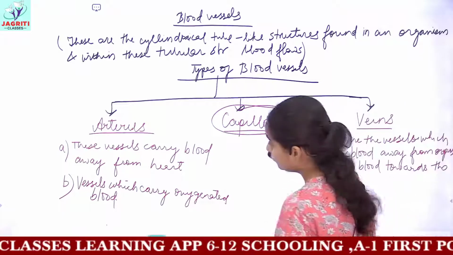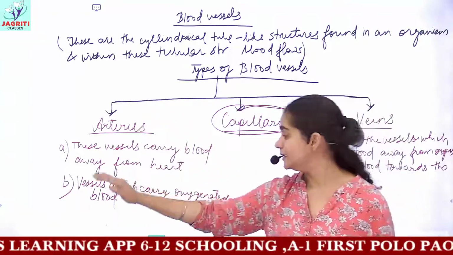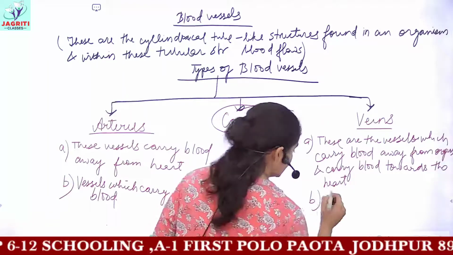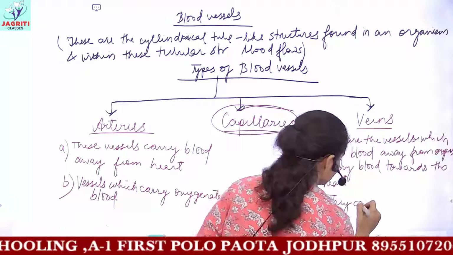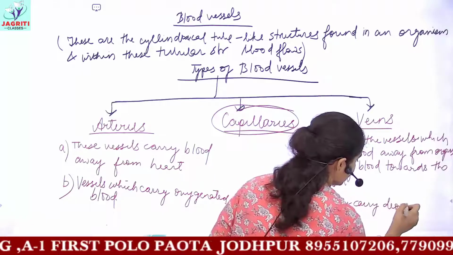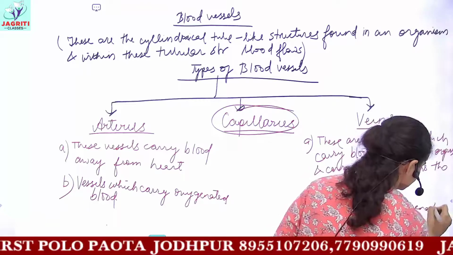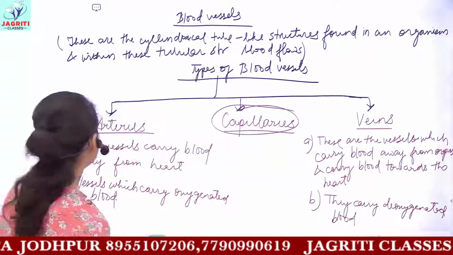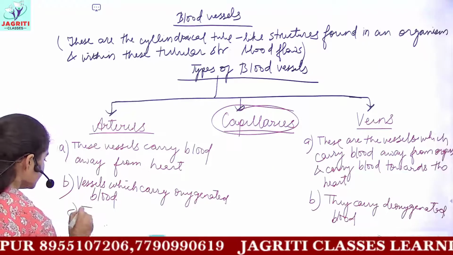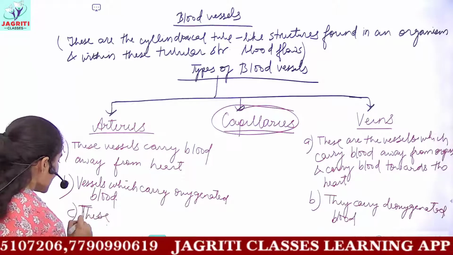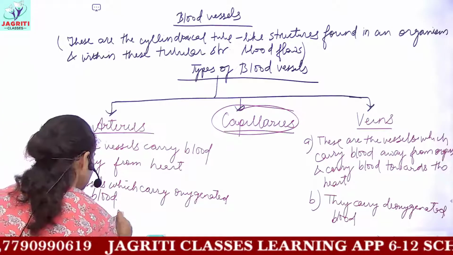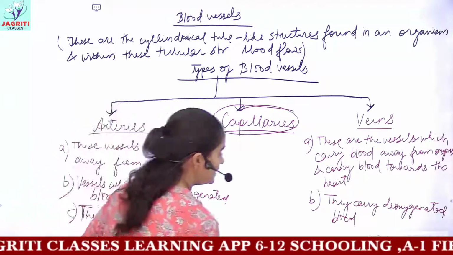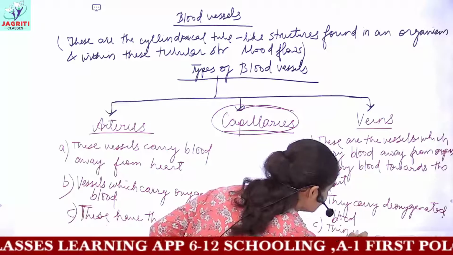Then the next point would also be the reverse of this. Arteries are the vessels which carry oxygenated blood, and hence veins would be the vessels which carry deoxygenated blood within them. Veins carry deoxygenated blood within them. Now talking about these arteries, the next point would be these vessels have thick walls, compared to the veins which possess thin walls.